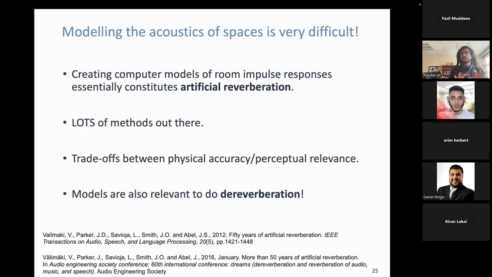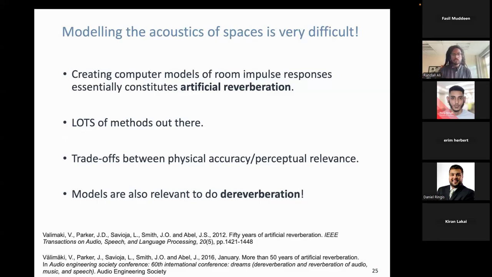And this is interesting too, because not only can you synthesize reverberation, but you can do what's called de-reverberation. You can actually use these same modeling techniques to model certain signals and spaces and come up with ways of using DSP to remove that late reverberation from a signal, to de-reverberate signals. And there's a lot of work on that.